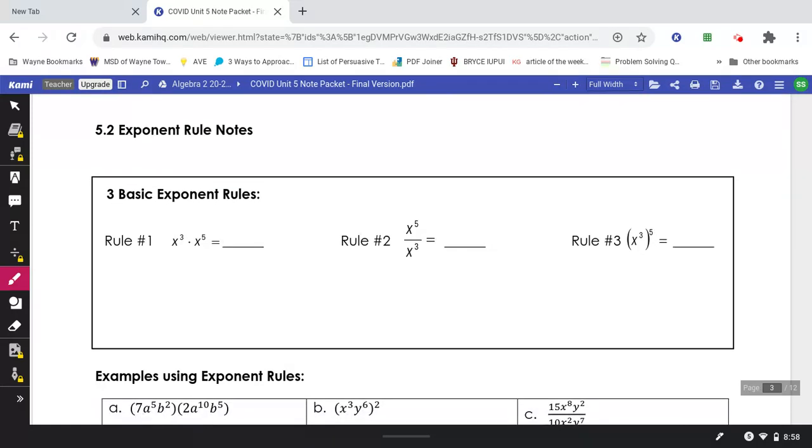The first one is if you are multiplying an x times an x, and this works for any variables. When this happens, you are going to add the exponents together, resulting in x to the 8th.